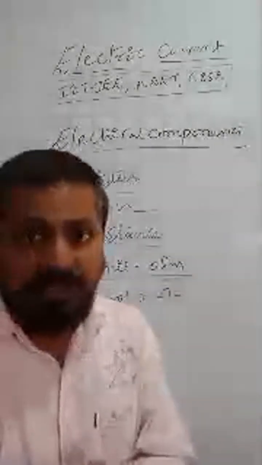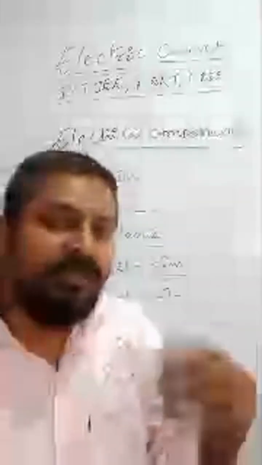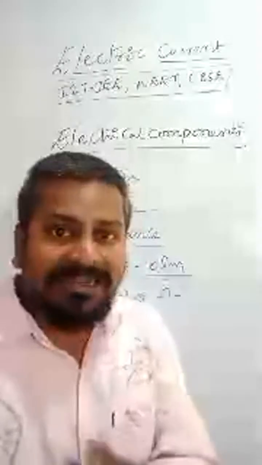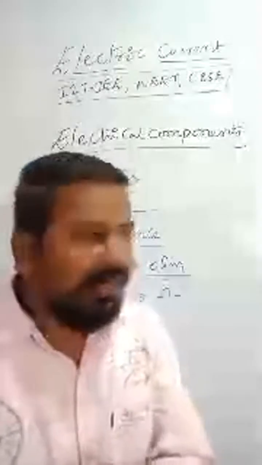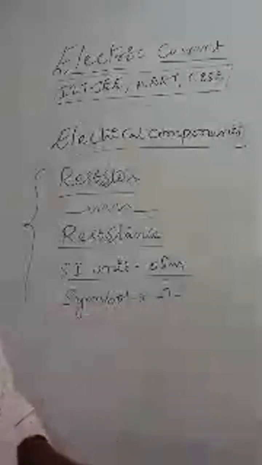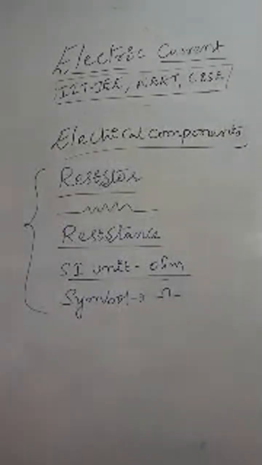Resistor is a device which is used to oppose the electric current in the circuit. Resistance is the phenomena of opposing the electric current in the circuit. Clear? And the next one, SI unit of resistance is ohm. Symbol is this one. Okay, so clear about it.